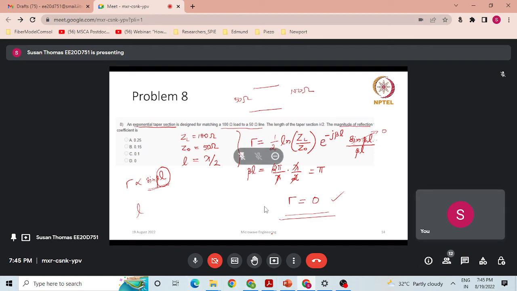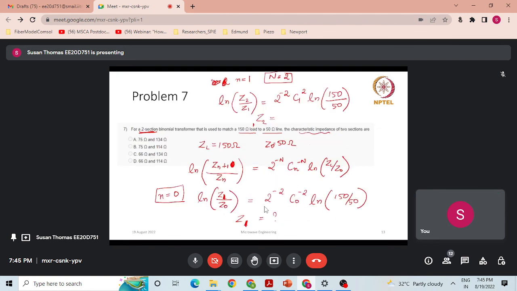Ma'am, could you please go to problem number 7? Ma'am, my doubt is this above one: ln z2 by z1 is equal to 2 to the power minus 2, c1 whole to the power minus 2. Here one minus 2 has been put in ln z1 by z. Okay, let me correct that. Okay, thank you, ma'am.